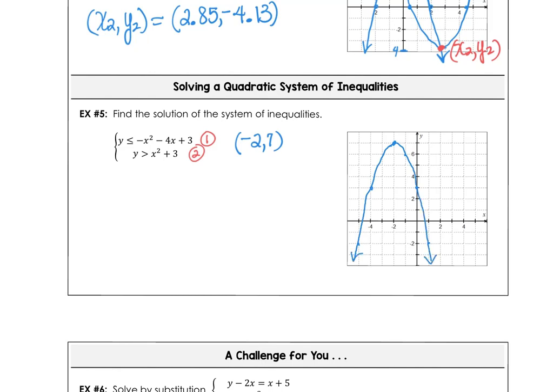We need to shade. So equation 1 is a solid line, and we're shading below the parabola. So let's shade that with some yellow. Solid shaded below.